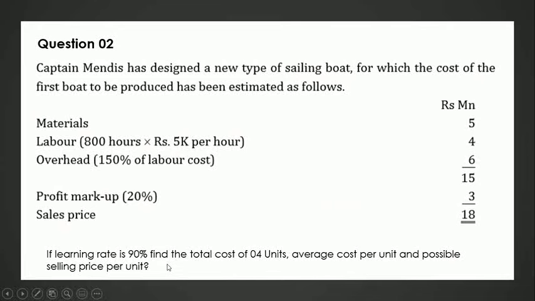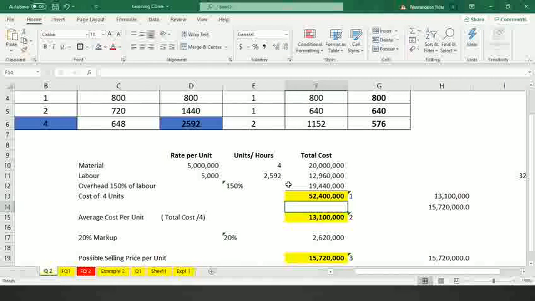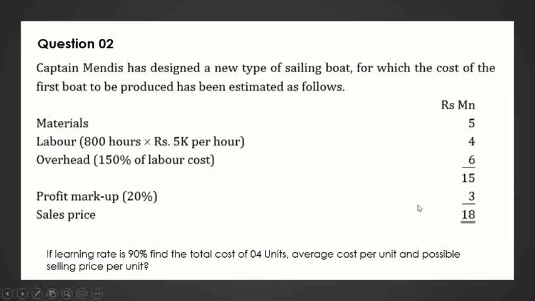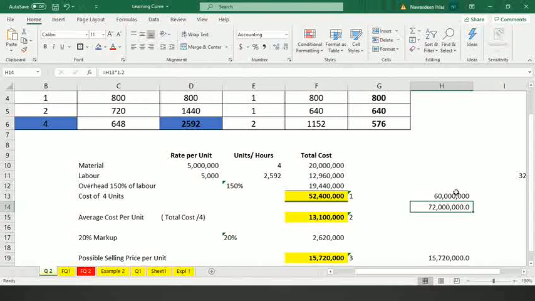So they are asking the total cost of 4 boards. It is 52.4 million. Without this learning curve impact, you can see per board cost is they have given in this question 15 million. So 15 million into 4, it should be 60 million if there is no learning curve impact.